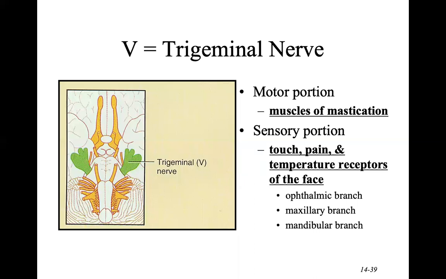That's the motor portion. The sensory part is that cranial nerve 5, the trigeminal nerve, has 3 branches. They call it V1, V2, and V3. V because of Roman numeral 5. V1 is the ophthalmic branch. It goes to the lateral part of the eye. V2 is the maxillary branch going to the maxilla, top jaw. V3 is the mandibular portion that goes to the mandibular section, the bottom jaw. V1, V2, V3. That's the sensory part.